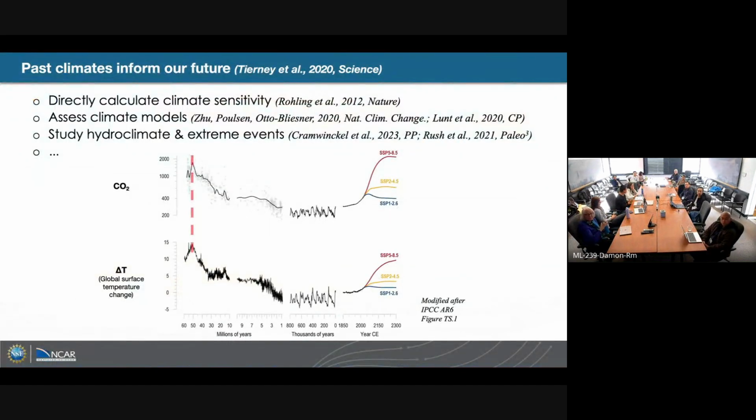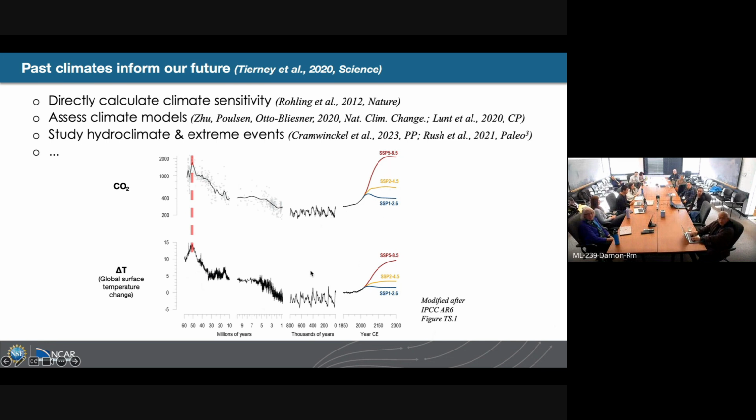First, why should we care about the early Eocene, a distant past climate? The reason is that past climates can help inform our future. So this plot shows the CO2 concentration and temperature variation in the past 60 million years and in future projections as well. The idea is that if we can better understand the climate dynamic processes that drive the past climate change, hopefully we can better project the future climate change.